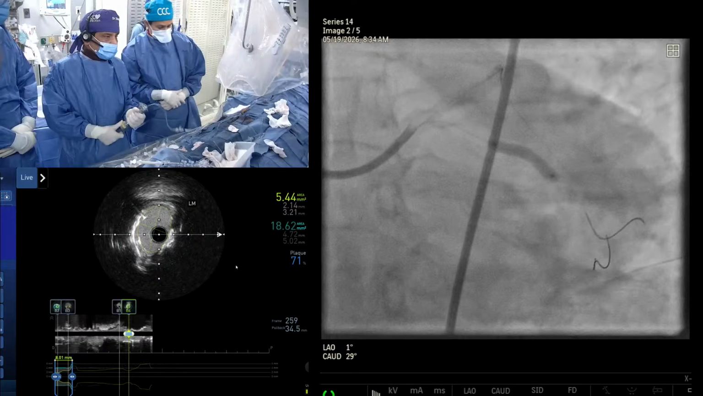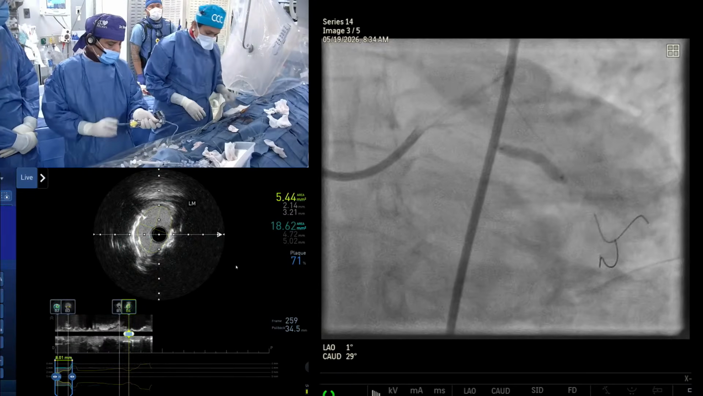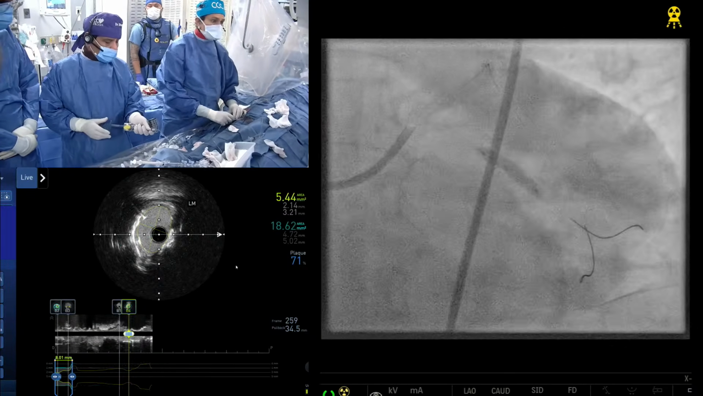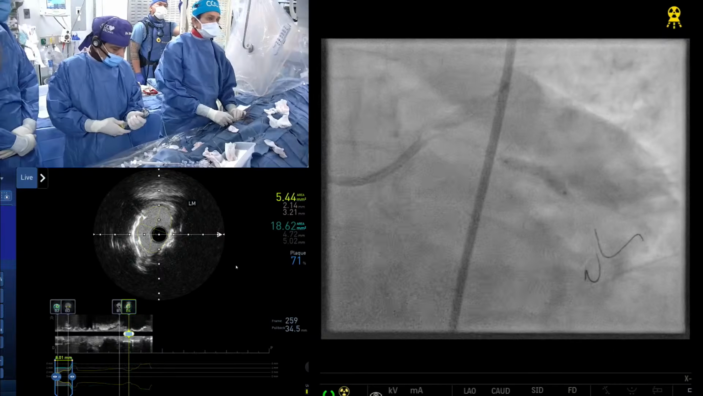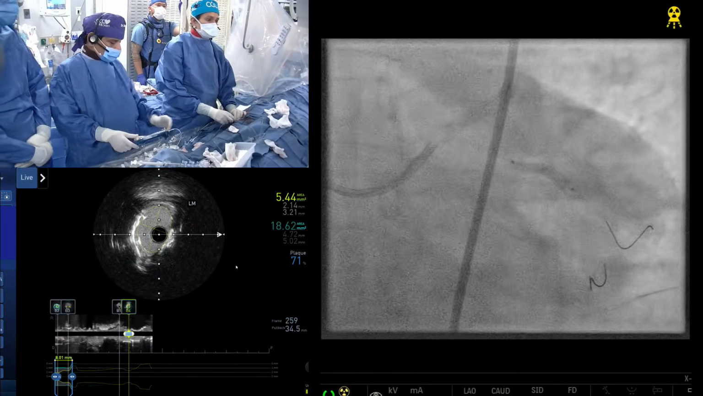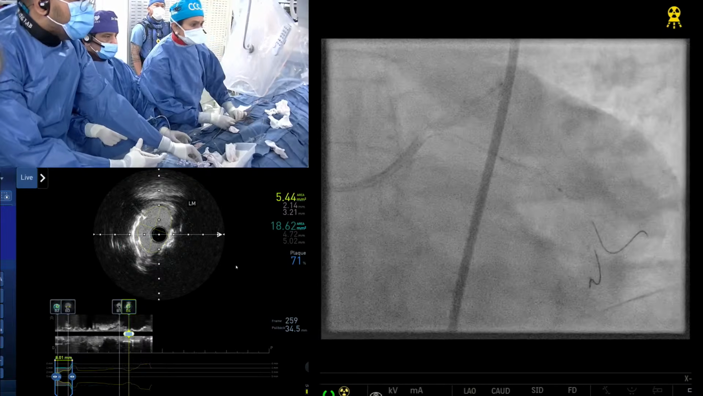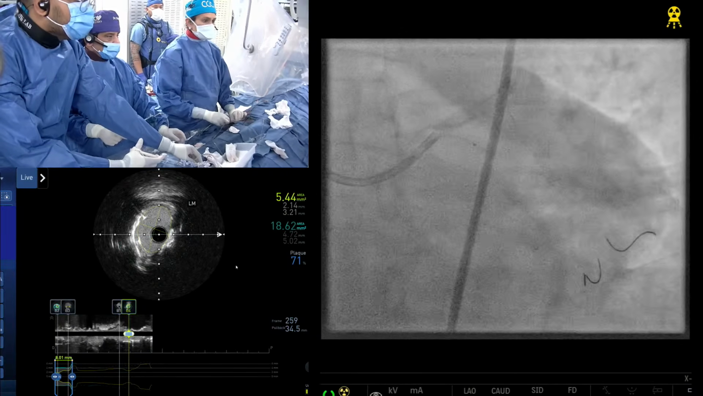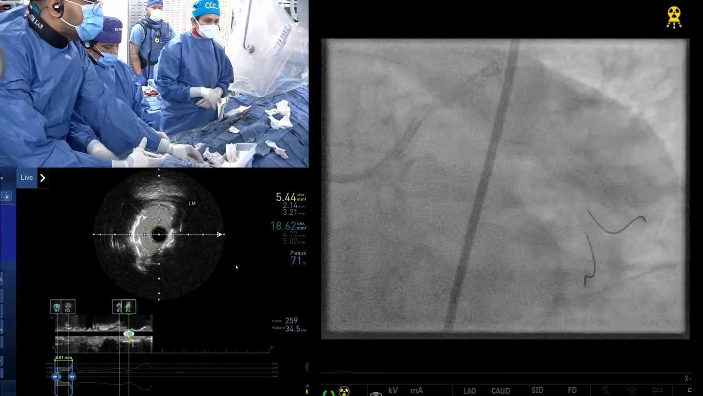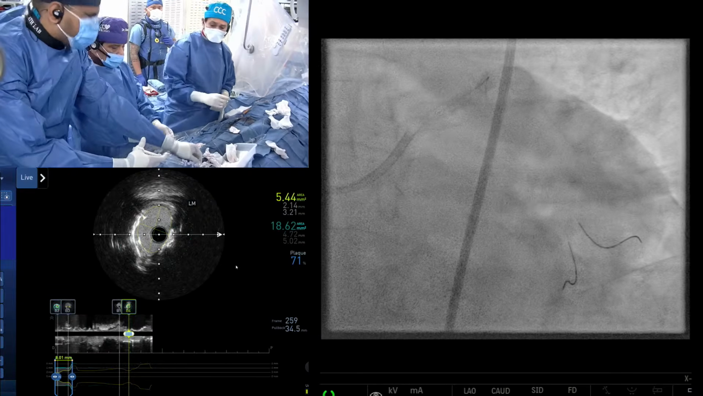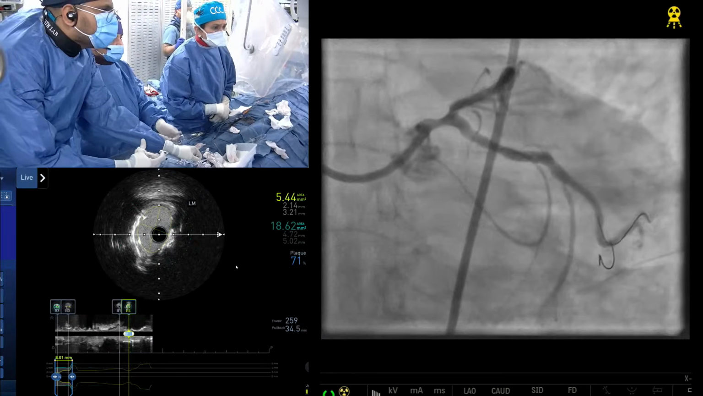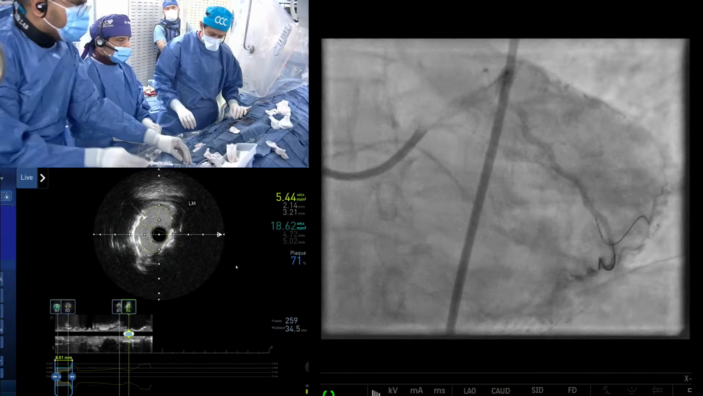Down. Go up again. IVL is ready? Okay, good. Do you need a 3.0 balloon to dilate further inside? No need. Take a cine. Looks good. That looks perfect.